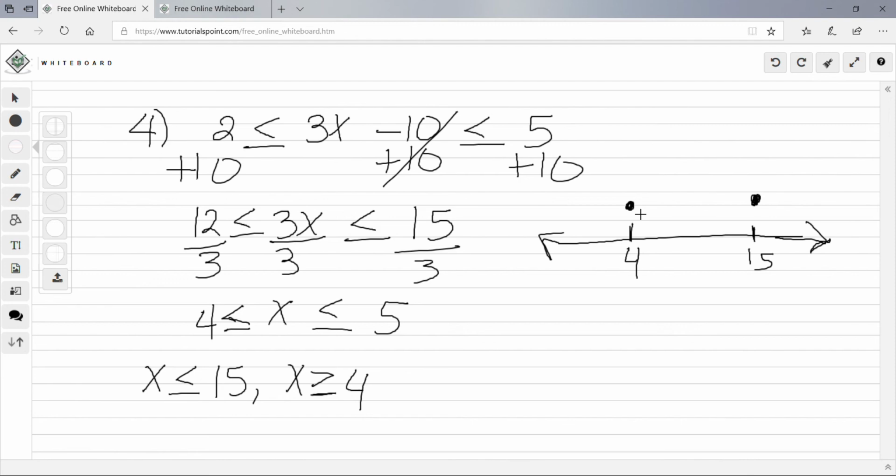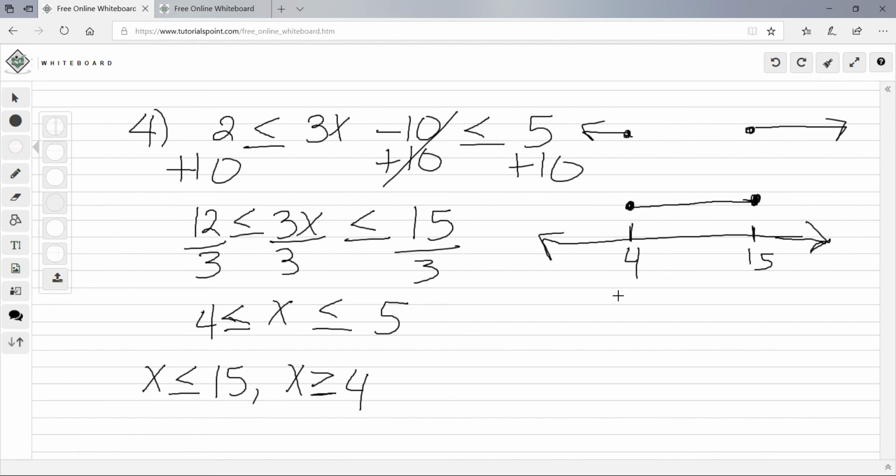So it's like an AND problem, so it connects. If it was OR, an OR problem would be like this. But this is an AND because it connects.